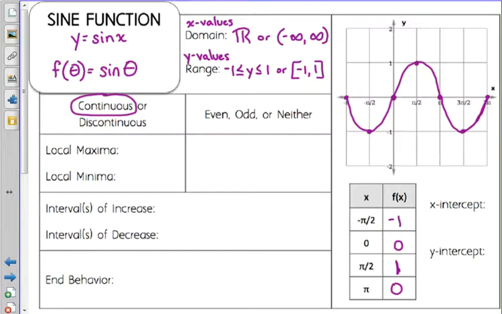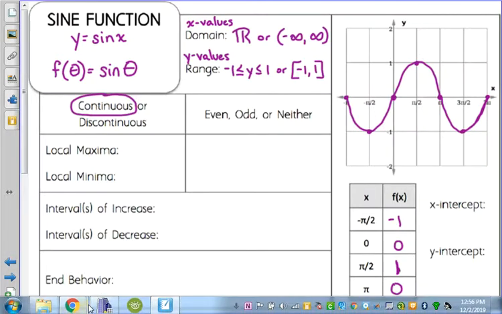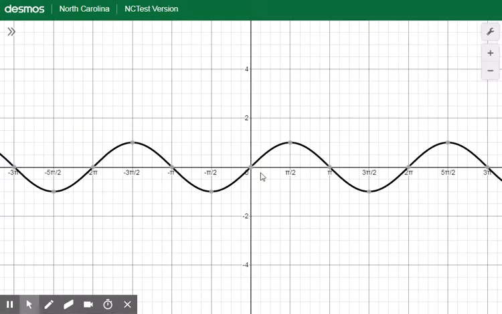Okay, even, odd, and neither. We talked about this with some other functions. Let's apply it to this idea. If you will recall, even functions are symmetric about the y-axis. So that means that the y-axis cuts this in half and the left side is a reflection of the right side. Is that true about this graph? No. Okay, so it's not even.